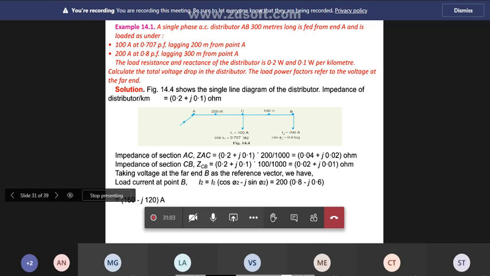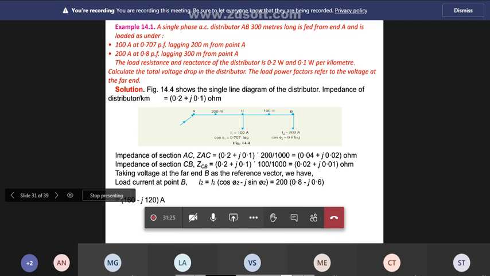Next, impedance of section CB, Z CB, is equal to 0.2 plus j 0.1. What is the distance? 100 by 1000. So this is 0.02 plus j 0.01 ohm. Generally in the problem it is 0.2 plus j 0.1 ohm per kilometer. Now we have to cancel that kilometer with the help of the distance.